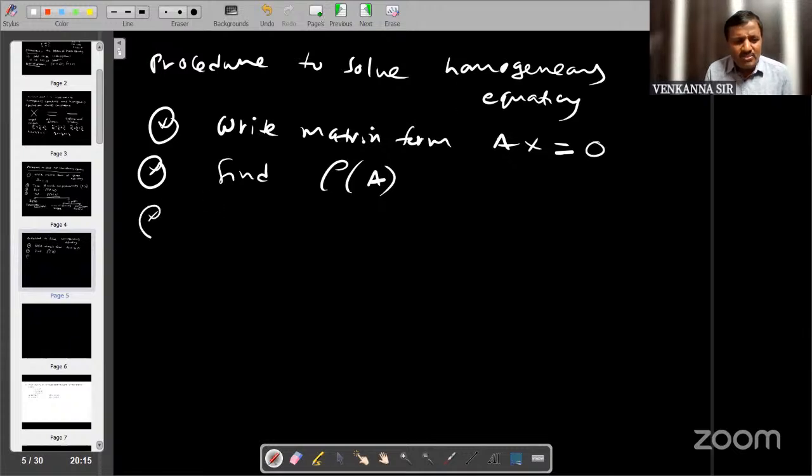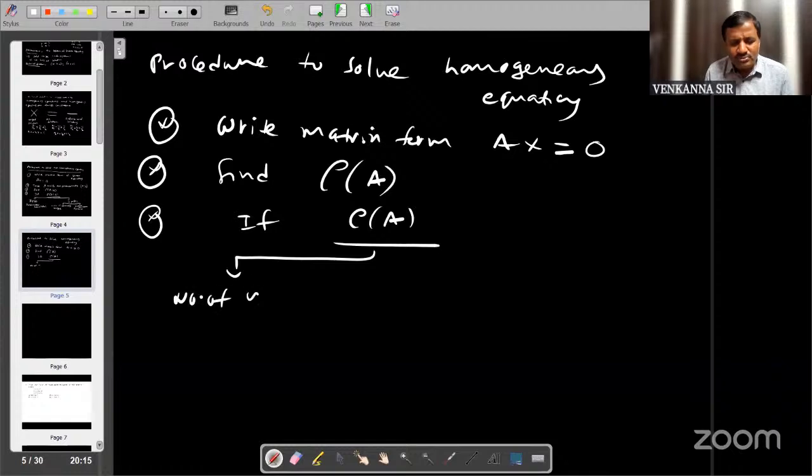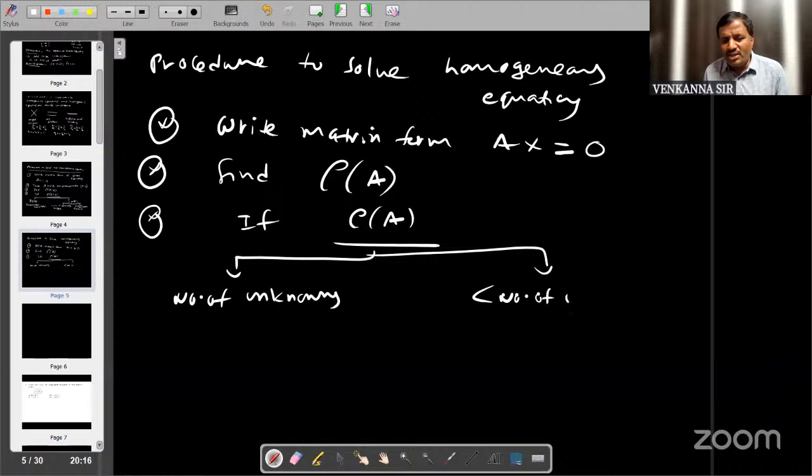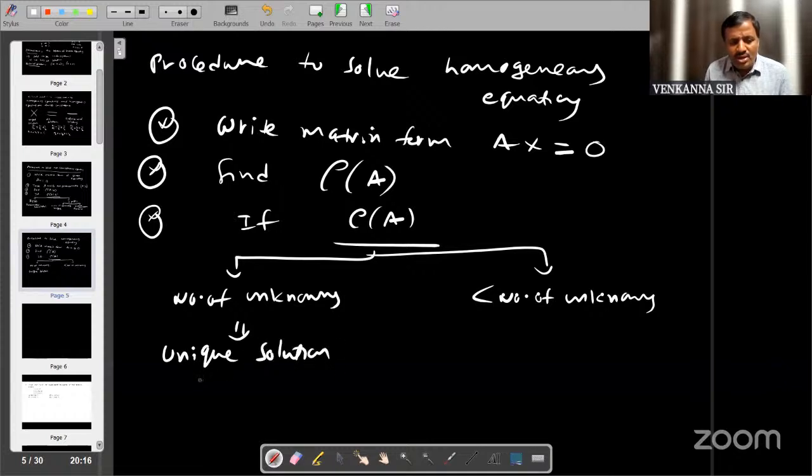Next step is if rank of A is equals to number of unknowns is one case, less than number of unknowns is another case. If rank of A is equals to number of unknowns, then it contains a unique solution. That unique solution is called a trivial solution. So what is the trivial solution here? 0, 0, 0 is the trivial solution.